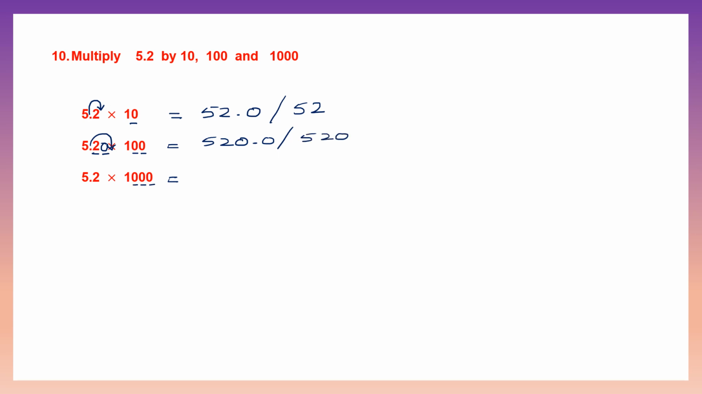Multiplication by 1000, 3 zeros, 3 places, 1, 2, 3. So there are 2 missing numbers, 2 zeros. So that becomes 5200.0 or 5200 only.